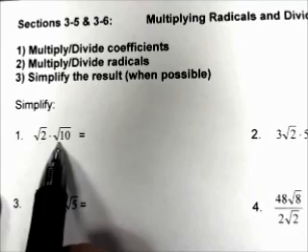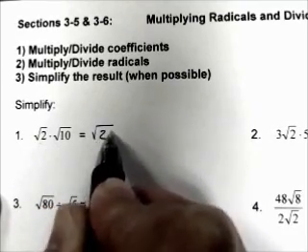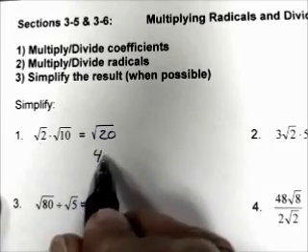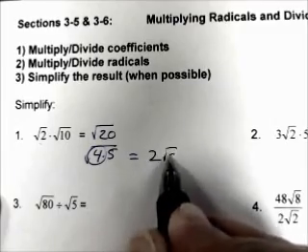So the square root of 20 times, the square root of 2 times the square root of 10 is the square root of 20. And now we simplify, 4 times 5. And the square root of 4 is 2. So that equals 2 square root of 5.